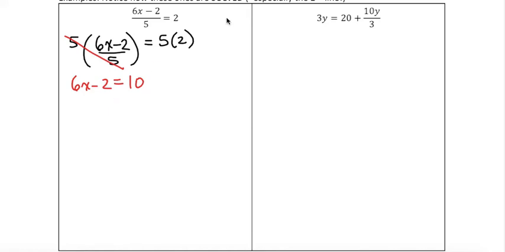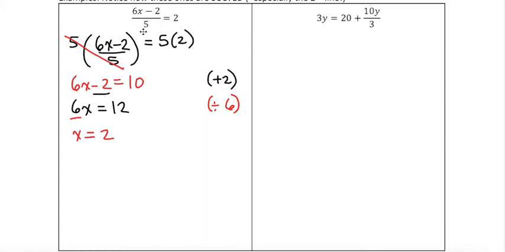I start by looking at my constant term and doing the opposite operation. So I'm adding 2 to both sides. Negative 2 plus 2 is 0, so I just have 6x on the left-hand side, and 10 plus 2 is 12. From here, I'm going to get rid of the coefficient in front of my variable, which is multiplication. So I'm doing division: I'm going to divide both sides by 6. 6 divided by 6 is 1, so 1x, or just x, and 12 divided by 6 is 2. So that is one way that you could solve these questions.